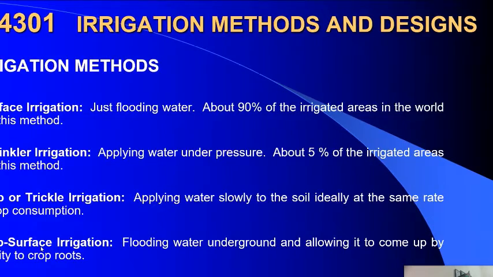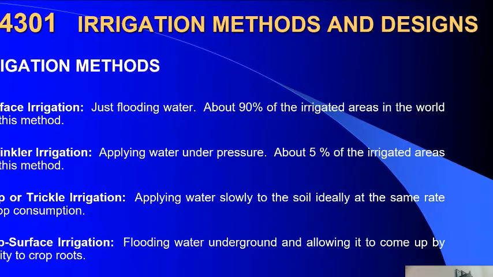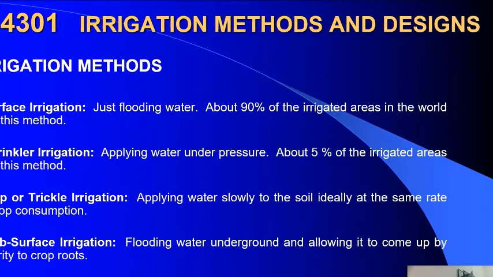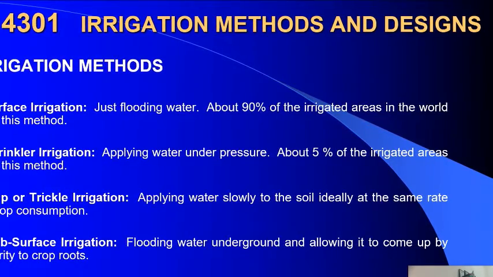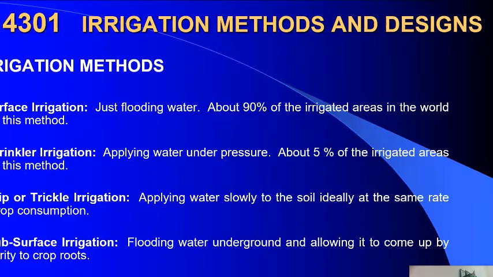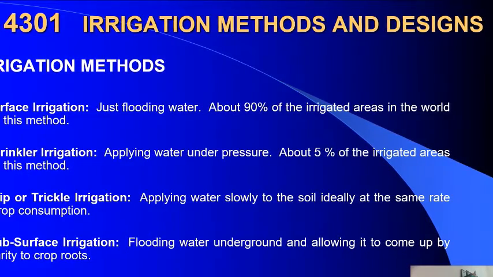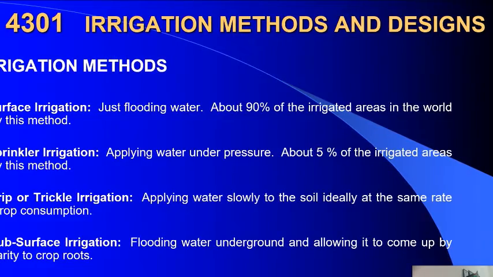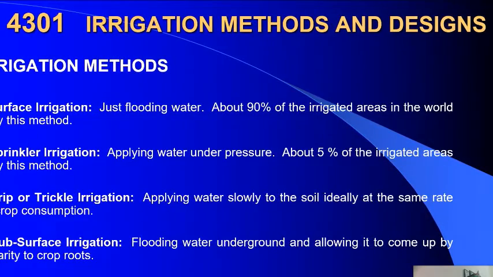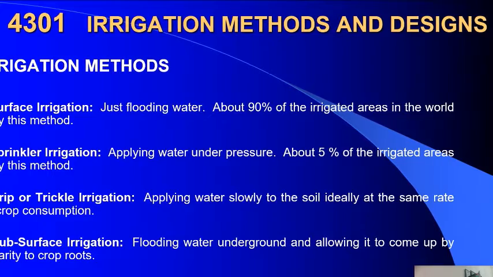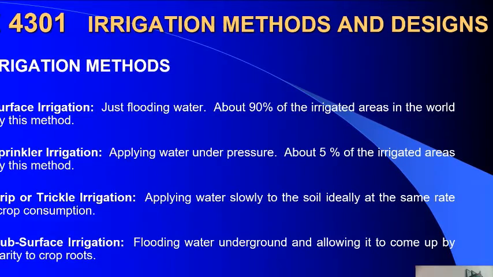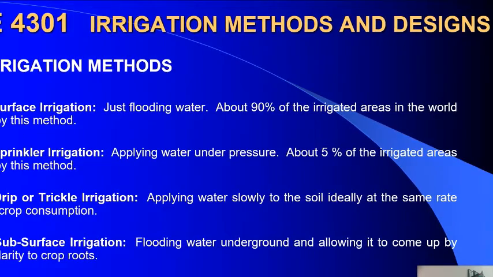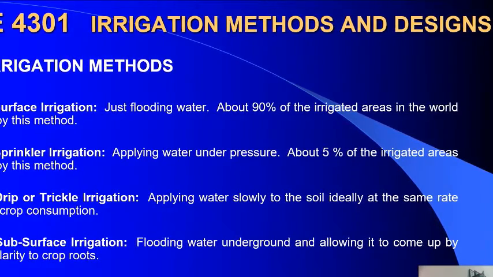Now, drip or trickle irrigation. This is applying water slowly at low volume, at rates almost close to the crop water requirement. This is what makes drip irrigation distinct from other irrigation methods, because it has a very high efficiency of nearly 90%. In surface irrigation, the efficiency is about 40-45%.